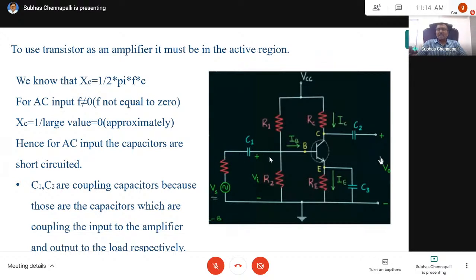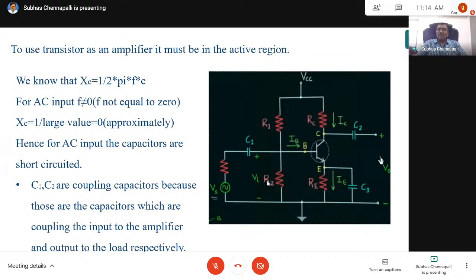Then for DC analysis, earlier we have seen we open the capacitors. For AC analysis, we close the capacitors and we ground the DC supplies. We make this ground. Then only we can do AC analysis. You can as well apply the superposition theorem. You can do DC analysis and calculate the collector current.